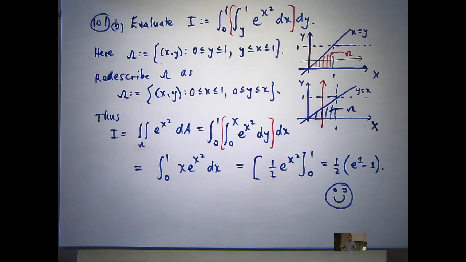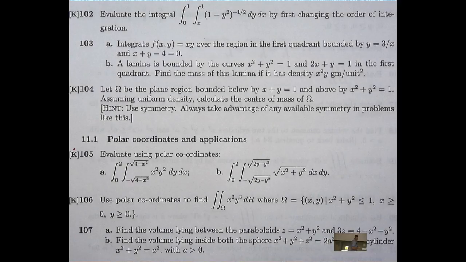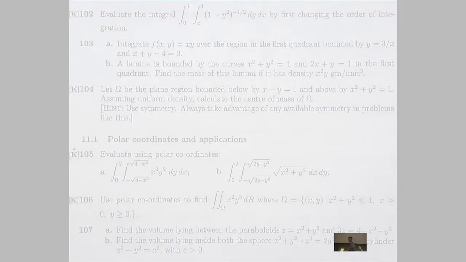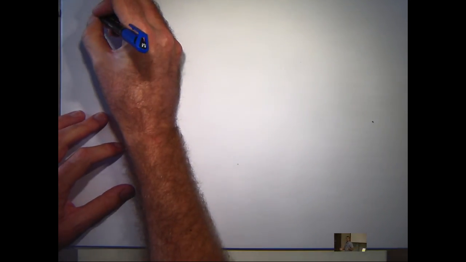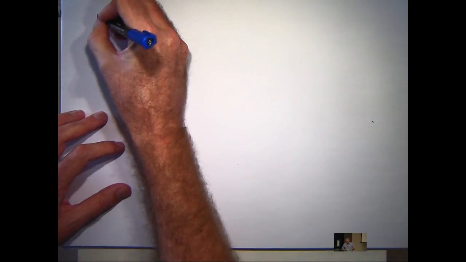I'm going to move on to 102. And then we'll have a look at 104, I think. Here we've got another integral, and we want to first change the order of integration. That's what we're asked to do. So let's see how we go with this one. That's 102.